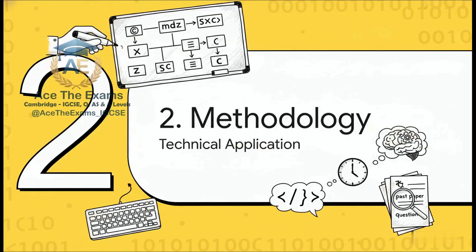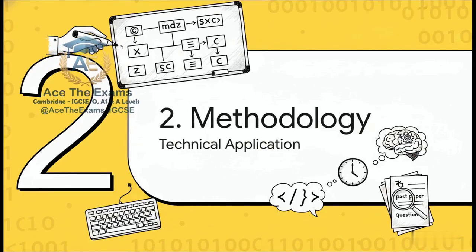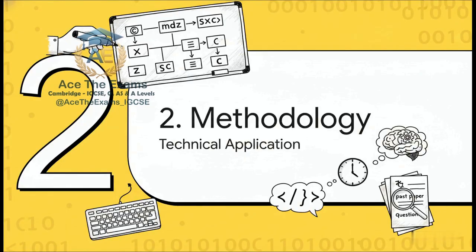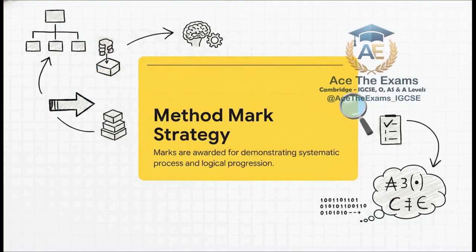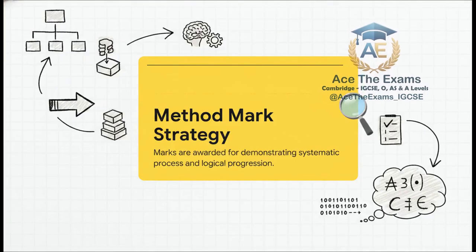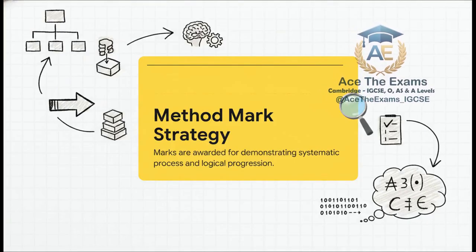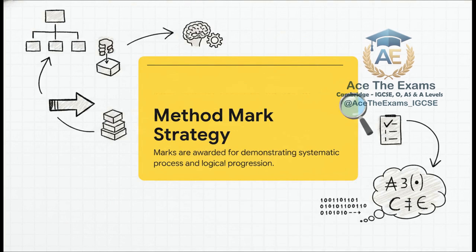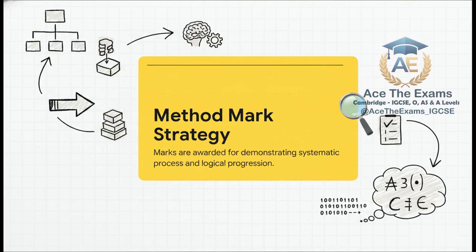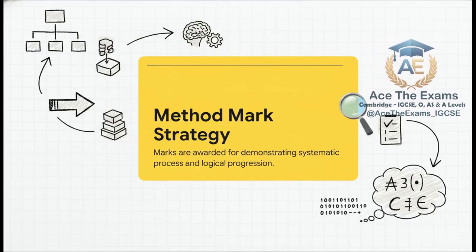Moving right along to Section 2, the technical methodology. This is where we put the theory into practice. This is where the real transformation happens. We're turning those red pen marks into green check marks. It all comes down to the method mark strategy. This is the assessment practice where marks are awarded for demonstrating a systematic process, clear working, and logical progression, rather than just pulling a final answer out of thin air.